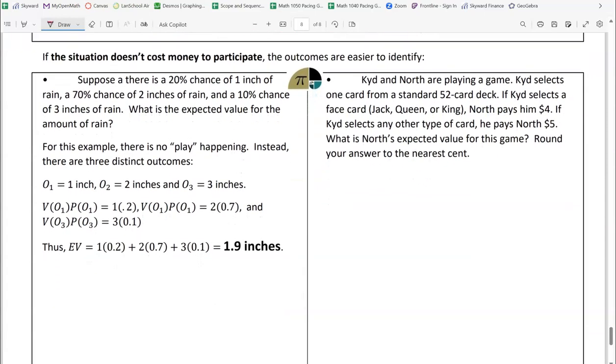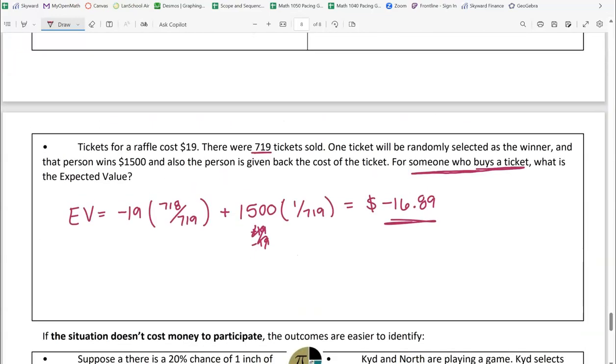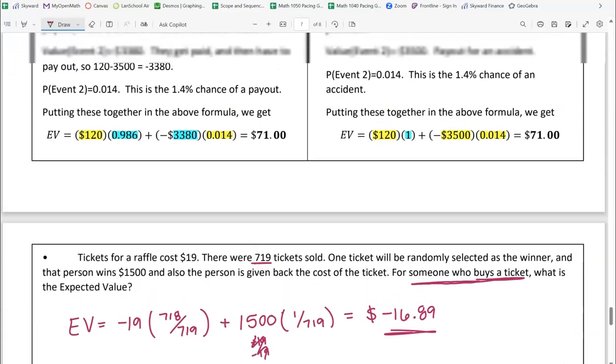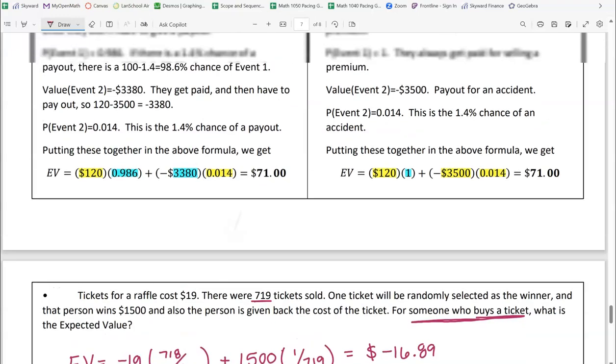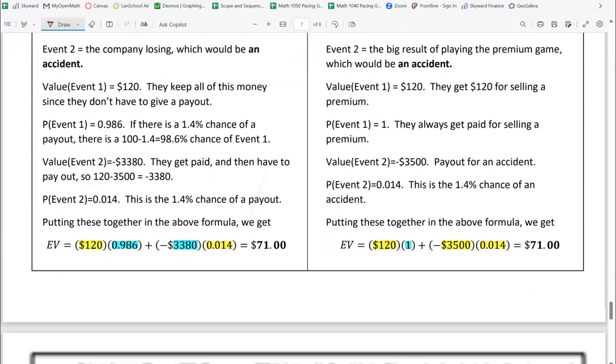It doesn't always have to do with money. So there's this one on the left. Suppose there's a 20% chance of 1 inch of rain, a 70% chance of 2 inches of rain, and a 10% chance of 3 inches of rain. What is the expected value? So you don't only have to have 2 outcomes. So far in the examples we've done, we've only had 2, right? Basically you win or you don't win, or you have an accident or you don't have an accident.